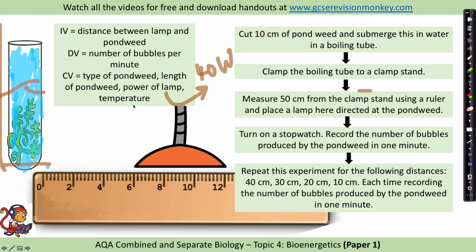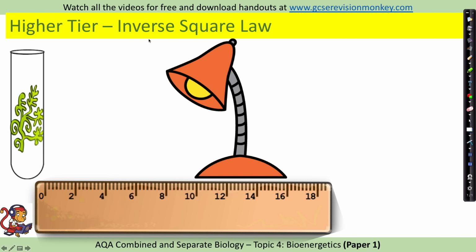And the temperature. Now, with regards to temperature, you may well see a transparent heat shield in front of the lamp, which will stop the lamp from heating up the water. Or you may well see that the investigation makes sure it uses an LED lamp, a light emitting diode, rather than the filament lamp, and that will reduce the heat given off and therefore help you control the temperature in the experiment. Okay, the inverse square law is for higher tier pupils only.